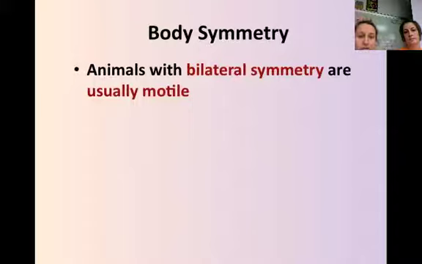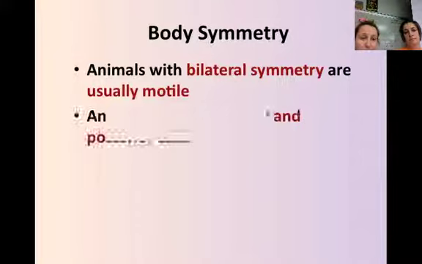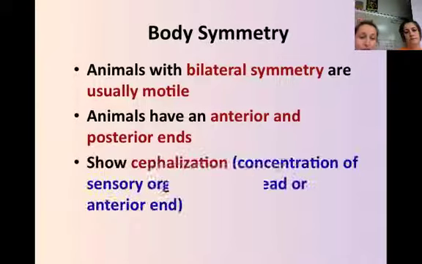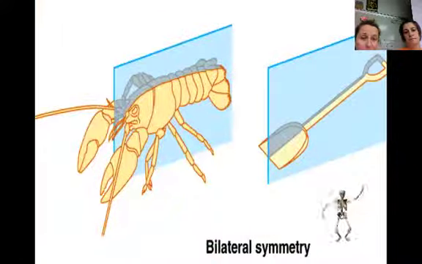Animals with bilateral symmetry are usually going to be motile. That makes sense. It's us. It's other animals. They're going to be moving around a lot. They're also going to have an anterior and a posterior end. There's also going to be cephalization, which we talked about just a second ago, which is the concentration of the sensory organs on the head or anterior end. So that's like us, right? We've got the concentration of our sensory organs in our heads.